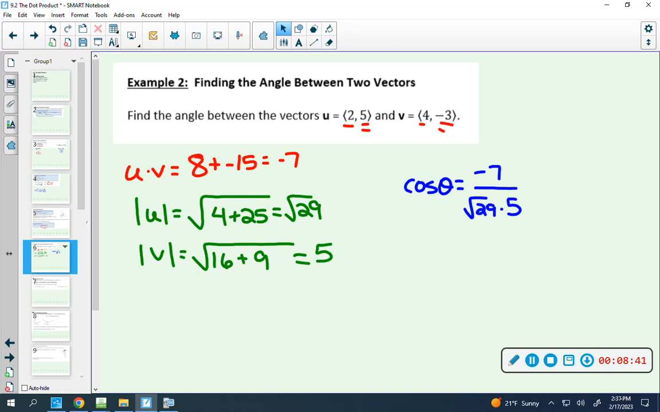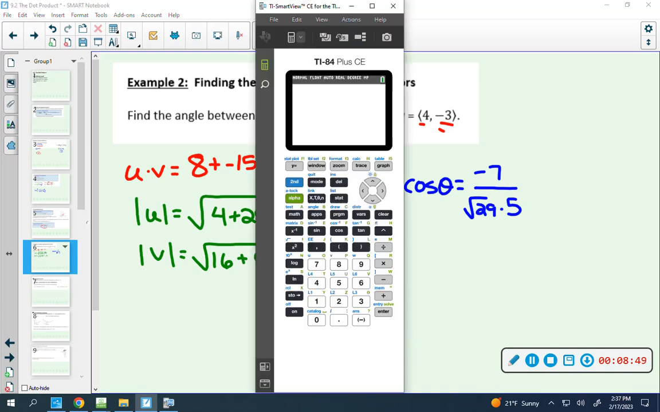Is square root of 29 on the unit circle anywhere? No. So the unit circle is not going to help me. So that's why I said calculator. I'm going to do it in my calculator. We know to get an angle, I'm not just going to hit cos. I'm going to do second cos, cos inverse. And I'm going to type in that crazy looking blue fraction.